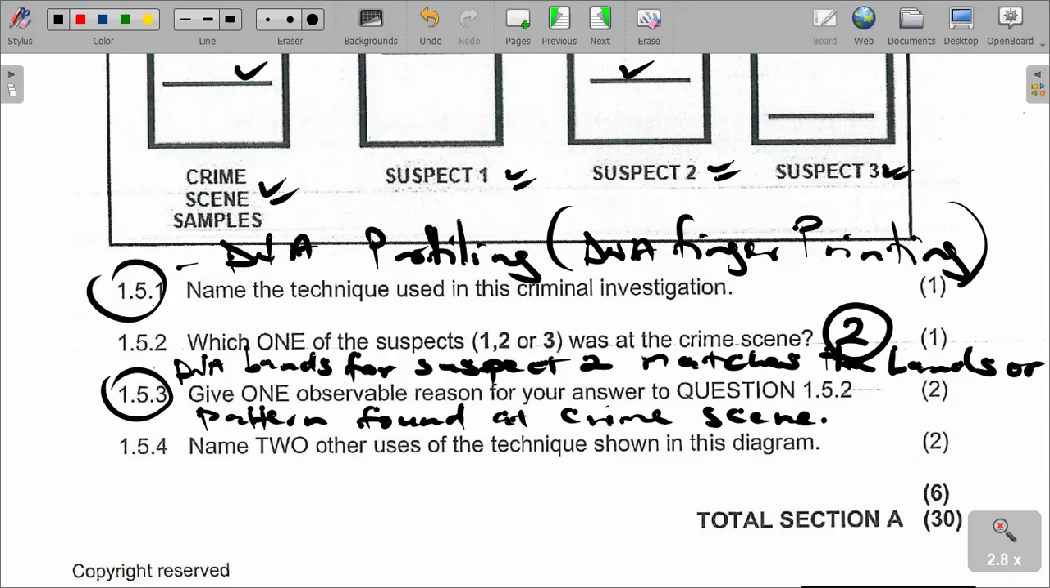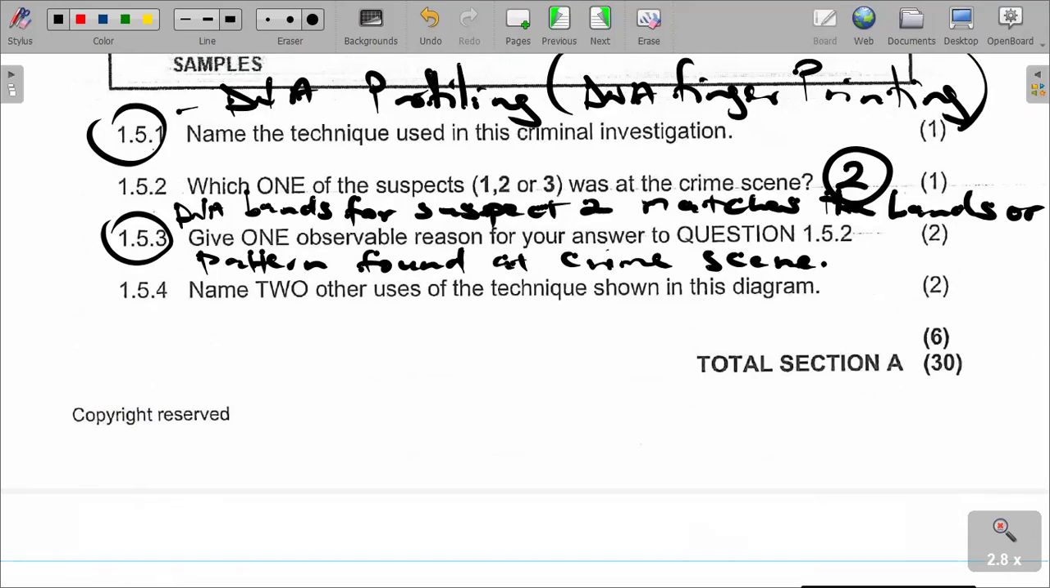Name 2 other uses of this technique, which is shown in the diagram. We can talk about 1, identification of genetic diseases.